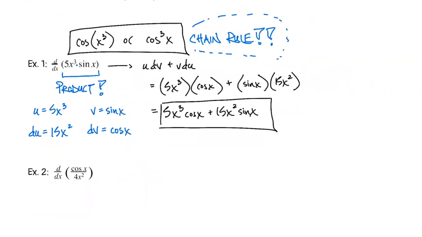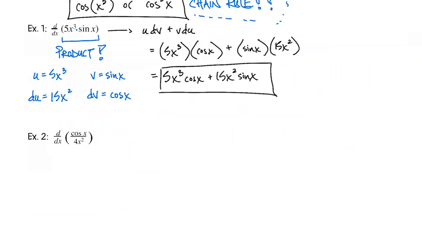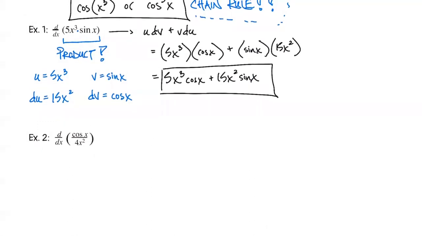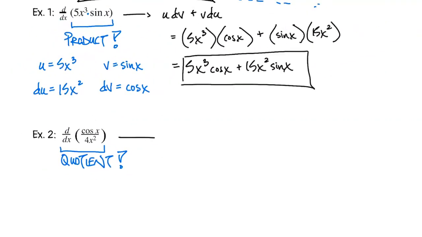All right, let's go ahead and take a look at example 2. All right, so we've got d/dx of cosine x over 4x squared. Let's start with that rule identification and setup. What do we think we need here? Quotient rule. Yeah, you bet. We're going to need quotient rule. And if we write our quotient rule off to the side, we get v du minus u dv over v squared, right?